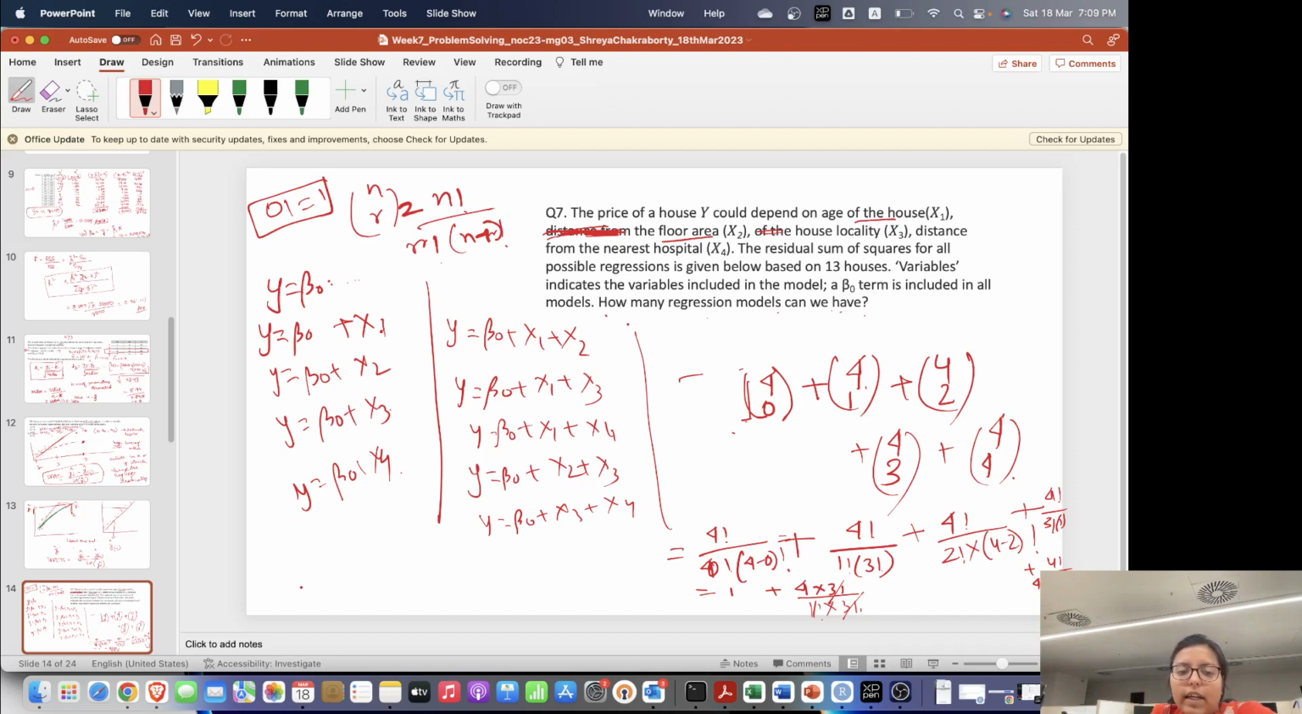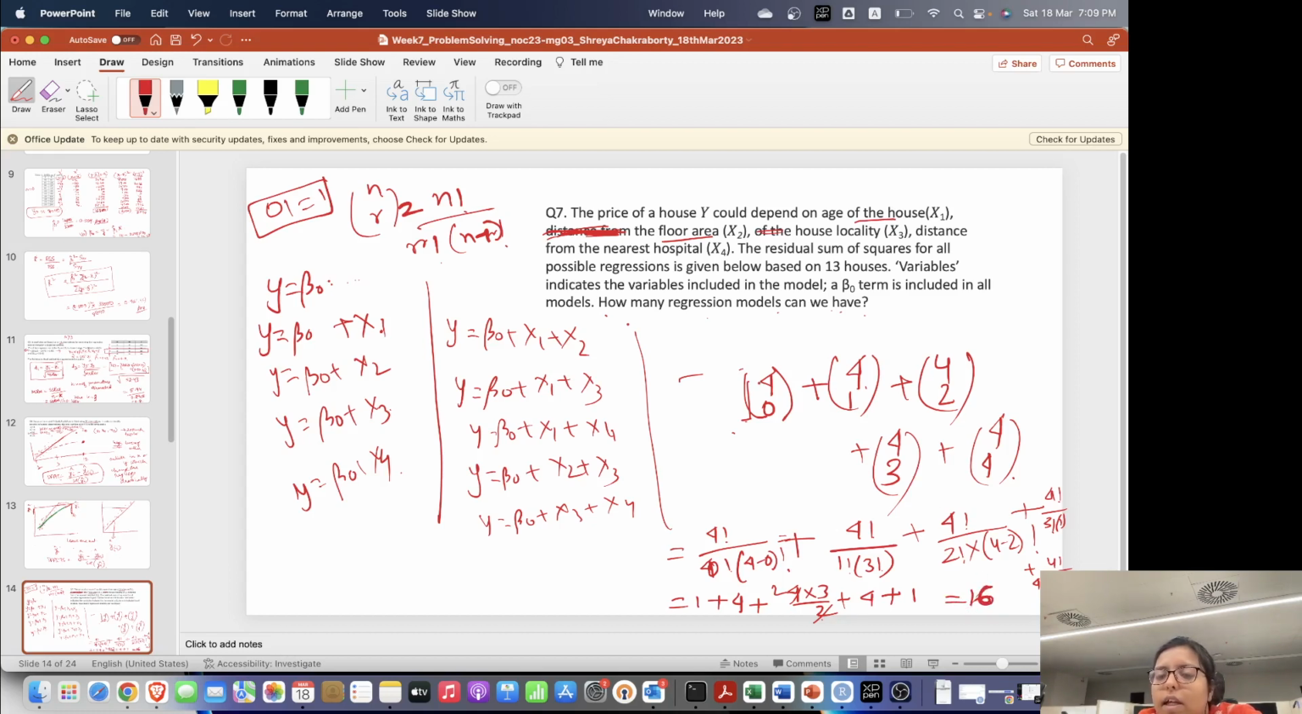So, what we are getting is actually this. This is 1 plus 4 plus 4 into 3 by 2, plus 4 plus 1. So, this is nothing but 6, 6 plus 4 is 10, 11, 12, 13, 14, 15, 16. So, altogether we will have 16 models.